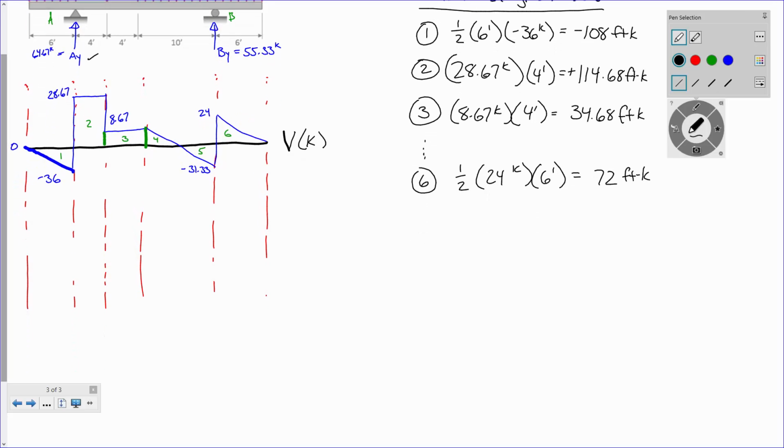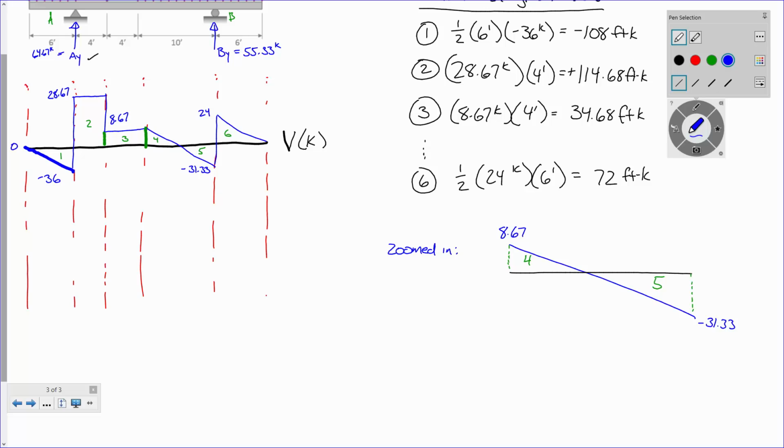Let's sort of investigate that. Let's zoom in on that point right here on the shear diagram. So we've got that thing going on, and 4 and 5. Okay. So when it comes to magnitudes, this is 8.67, and this is negative 31.33, right?